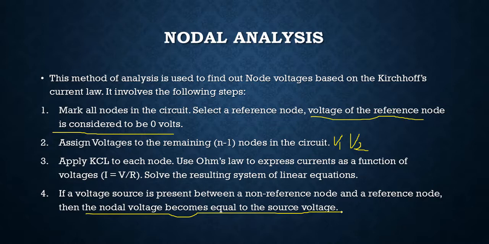So for the time being, nodal analysis involves four major steps, or in fact three major steps. The first step is to mark all the nodes in the circuit and then select a reference node and its voltage is considered to be 0 volts. Then you need to assign voltages to the remaining nodes, and in the final step you need to apply KCL to each of the nodes and convert the currents into voltages with the help of Ohm's law, and you need to solve the resulting system of linear equations, right?